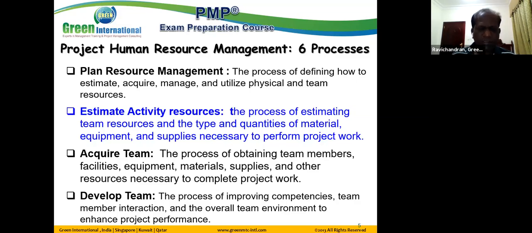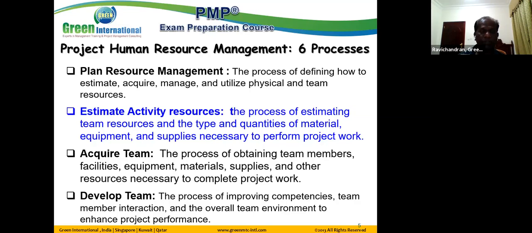The next process is develop project team, which is also an executing process, where we are improving the team competencies and we are improving the team interaction so that we will be able to get an overall team environment to enhance the project performance. Yes, you may be bringing in good human resources. If they are not working together, you are not going to get the expected results.